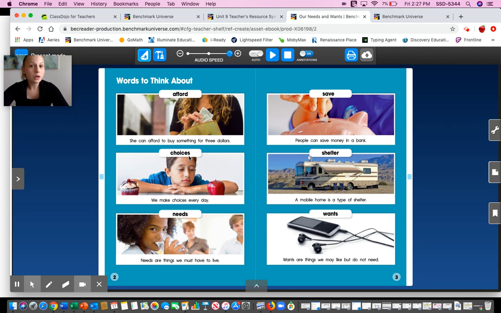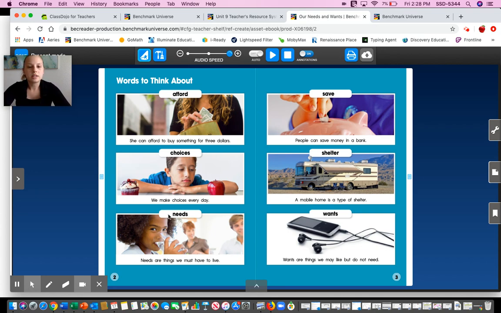Yes. Did you know you make choices every day? Yeah. You make choices on what to wear to school. You make choices on what to eat. Sometimes, I think it's on Fridays when we were at school, that there would be multiple things to choose from to eat at lunch, and you would have to make a choice. What did you want, right?